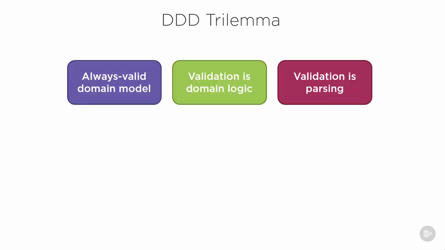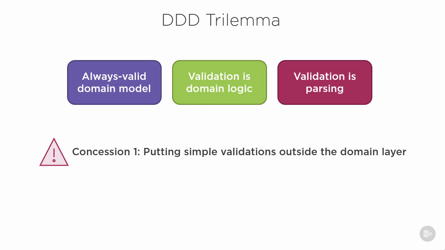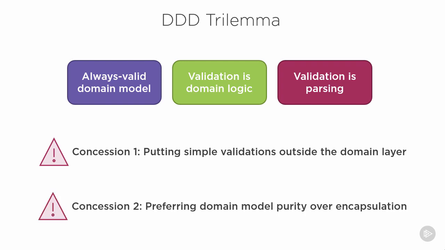I mentioned earlier that we would have to make concessions and that we will not be able to follow the three guidelines of validation all the time. The first concession was about simple validation rules, such as checking for maximum string length. They are too cumbersome to keep in the domain layer. The choice of purity over encapsulation is the second concession. Unfortunately, there are no simple solutions in software development, only trade-offs.